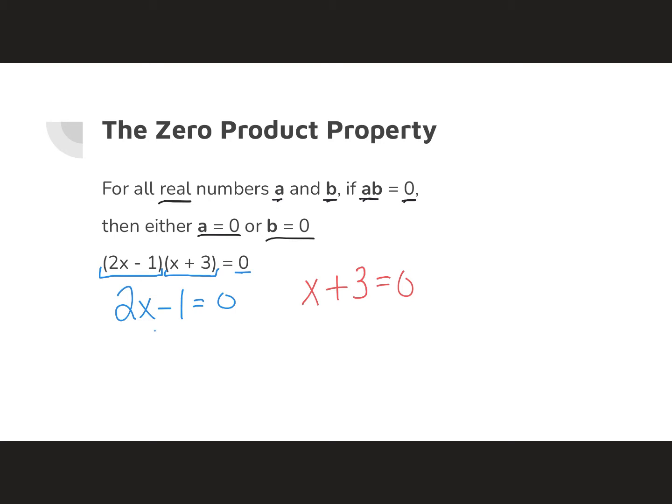First one, we're going to add 1 to both sides. I get 2x equals 1. Then I simply divide both sides by 2. I get x equals 1/2. You guys know I like to leave these as fractions. I would, of course, take 0.5. And if x plus 3 equals 0, well, that one's really easy. We're just going to subtract 3 from both sides, and x must equal -3. So those would be the two possible values for that function.